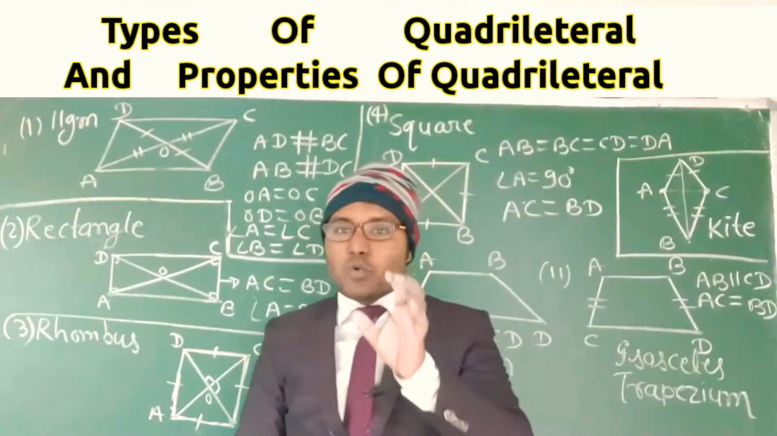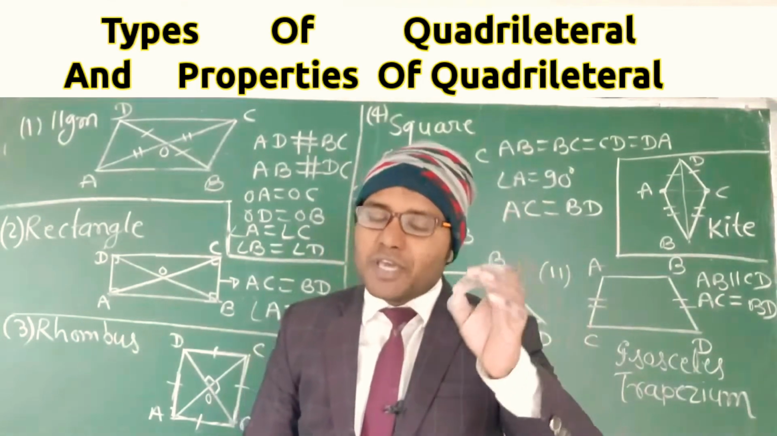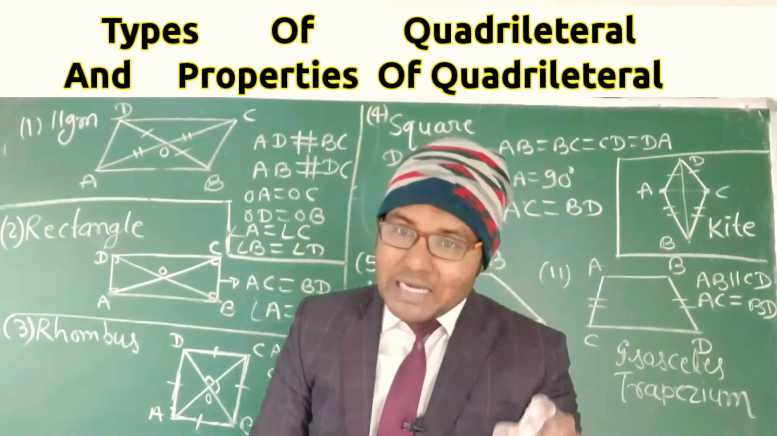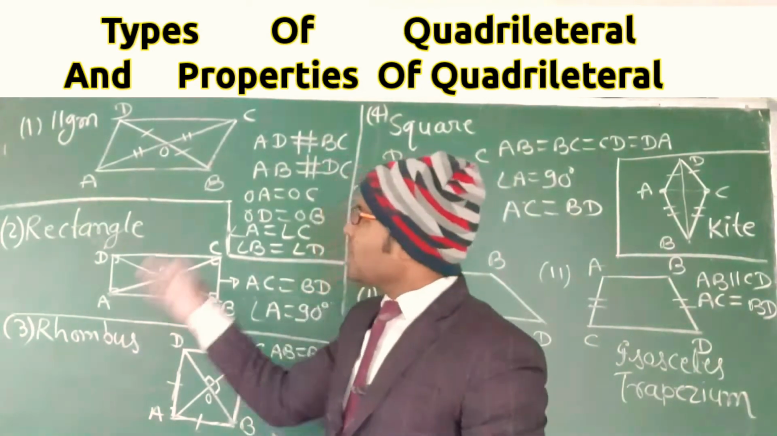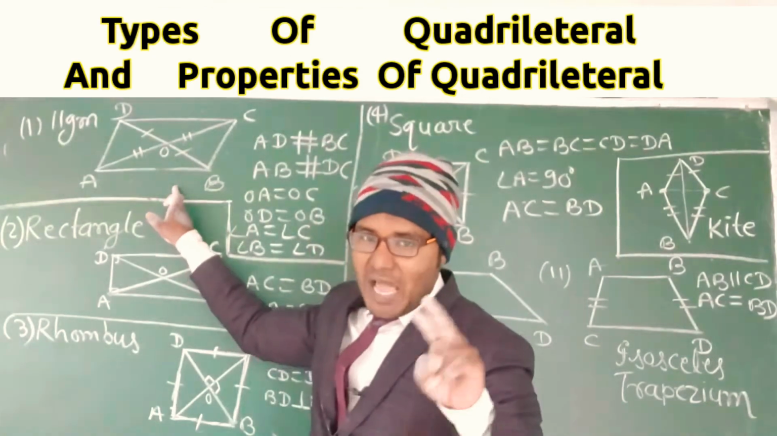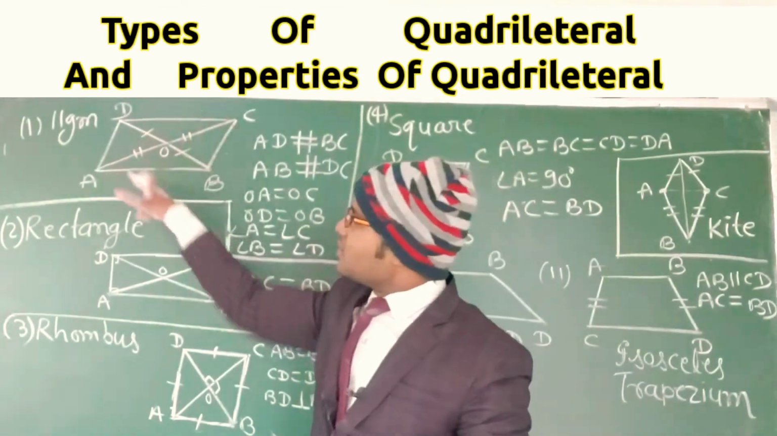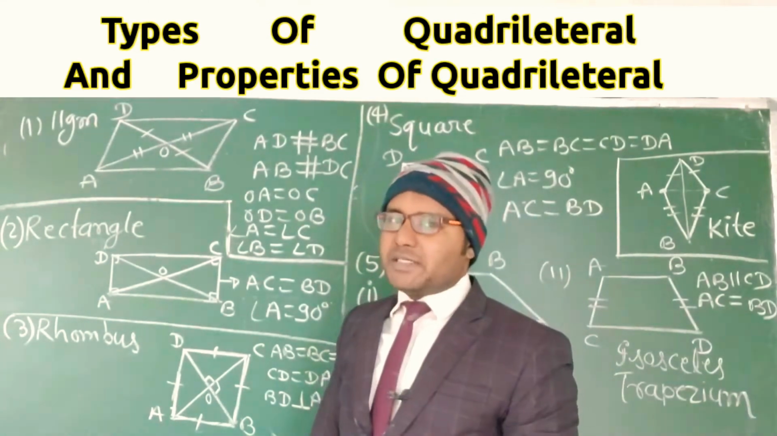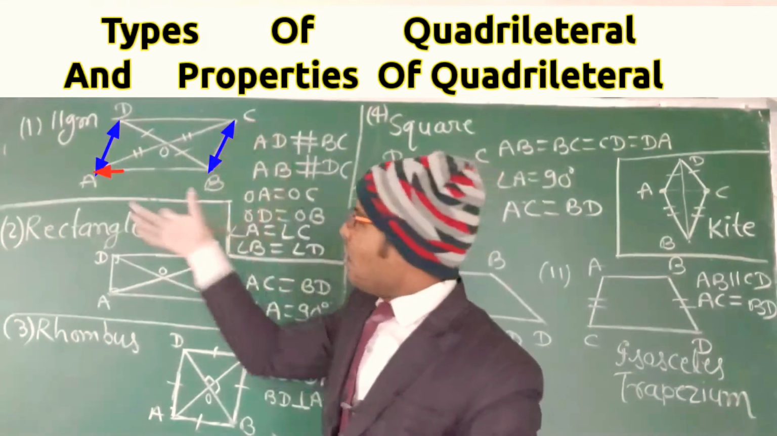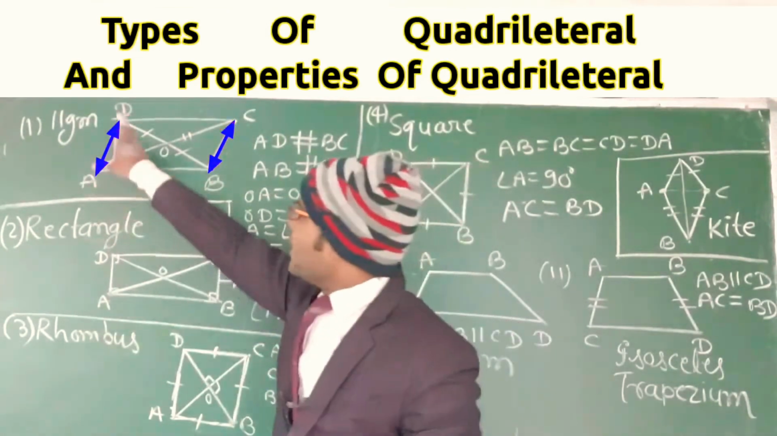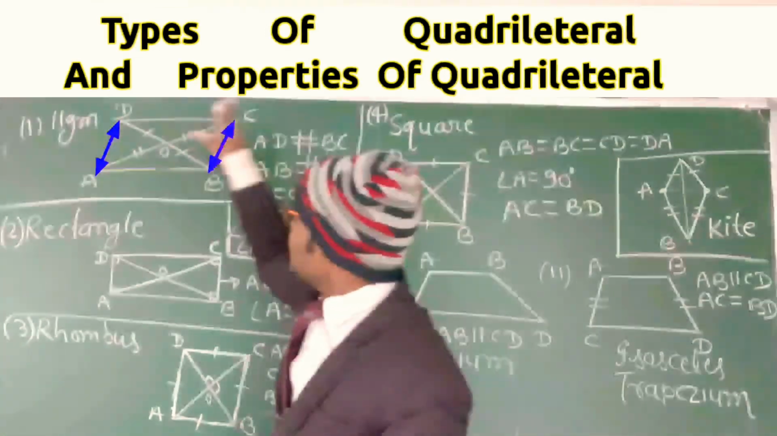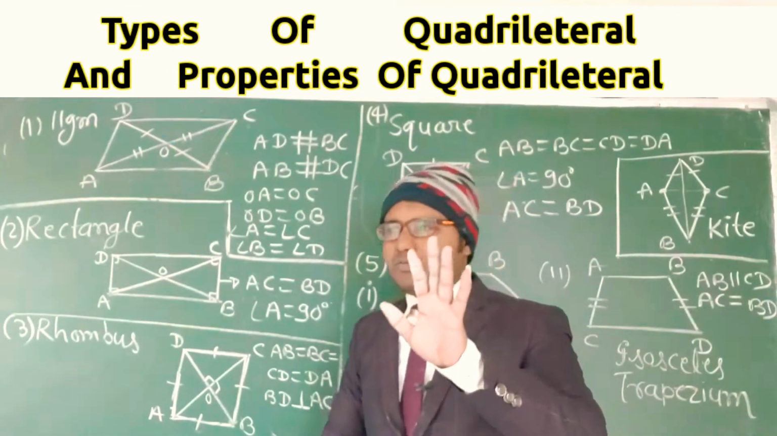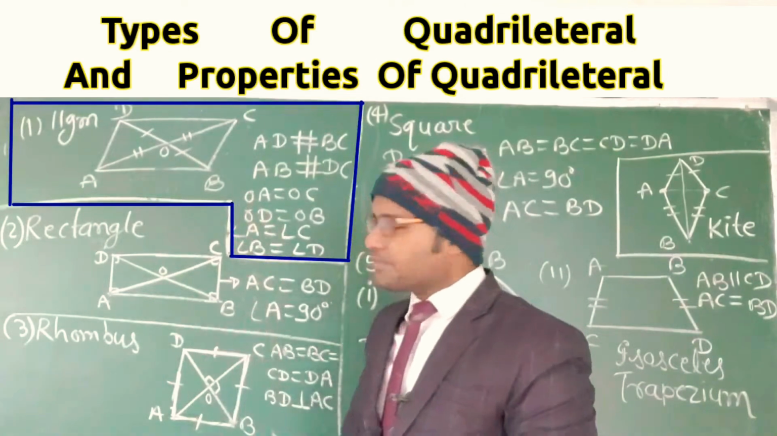Fifth property, a quadrilateral is a parallelogram if and only if one pair of opposite sides are parallel and equal. That means if AB and DC are parallel as well as equal, then this quadrilateral must be a parallelogram. Only one pair of sides, either AD, BC or AB, DC. If AD is parallel to BC as well as AD is equal to BC, then this is a parallelogram. So these are the 5 properties of a parallelogram.